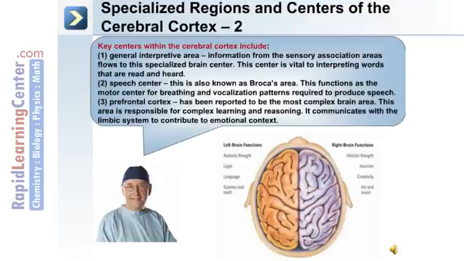Key centers within the cerebral cortex include the general interpretive area. This is where information from the sensory association area flows to the specialized brain center. The center is vital to interpreting words that are read and heard. The speech center, which is also known as Broca's area, functions as the motor center for breathing and vocalization patterns required to produce speech. The prefrontal cortex has been reported to be the most complex brain area, and this area is responsible for complex learning and reasoning. It communicates with the limbic system to contribute to emotional context.